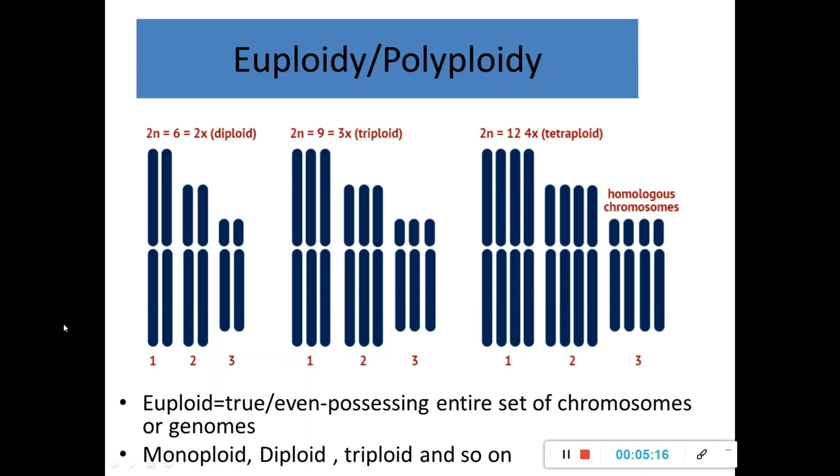So you should understand that these two chromosomes are diploid. They have two chromosomes. And here also they have a diploid chromosome.